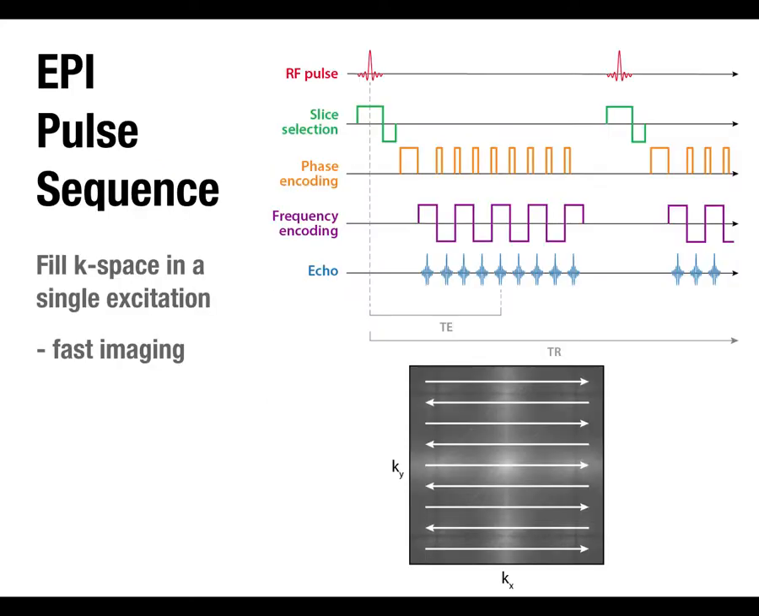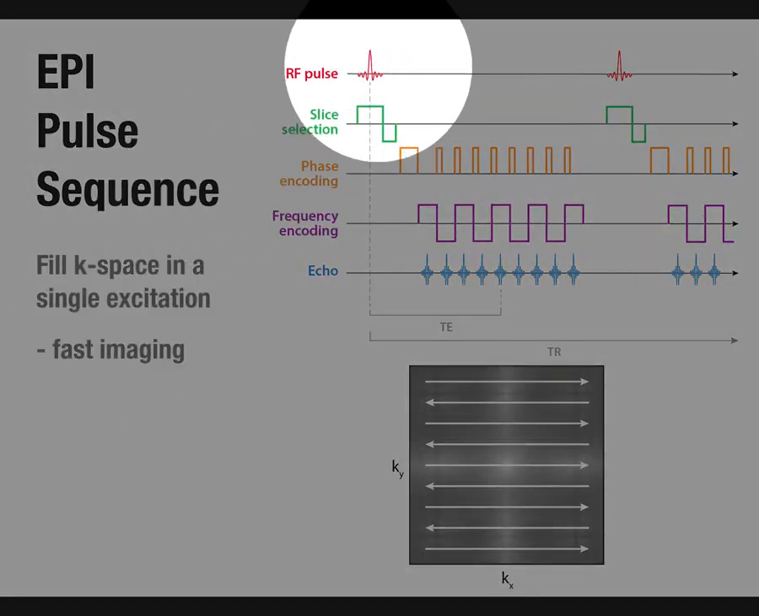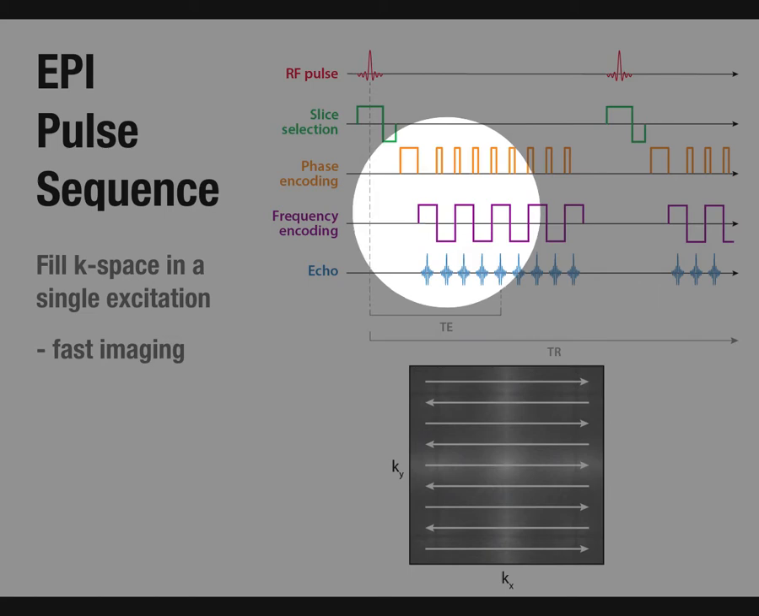So here's the EPI pulse sequence. If you remember back to last time, there are a lot of elements of the EPI pulse sequence that are already familiar and shared with structural MRI sequences. So the RF pulse goes in, excites the tissue, and at the same time you apply a slice selection gradient so that you're exciting only one slice and not the whole brain. The key difference is that EPI is a way of scanning really quickly.